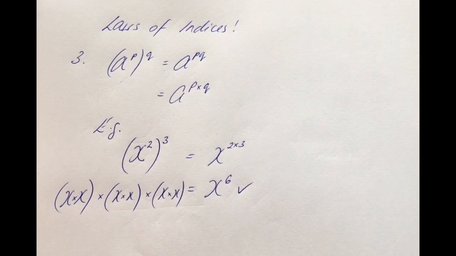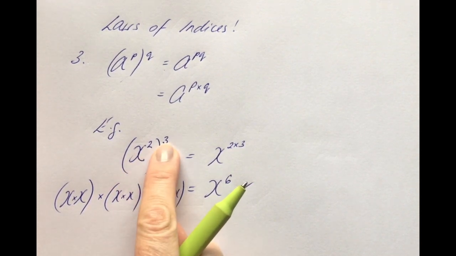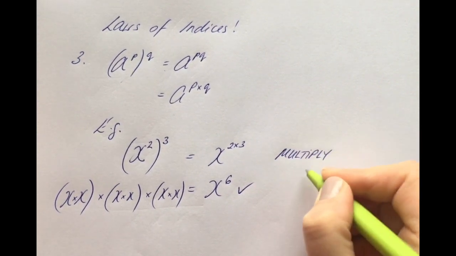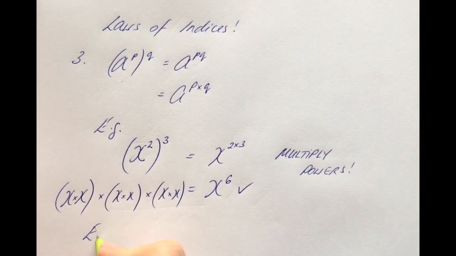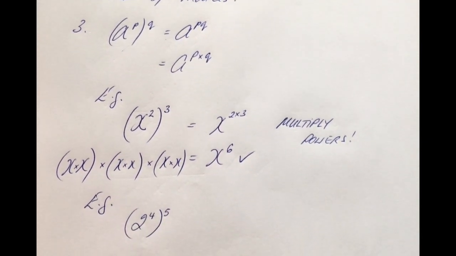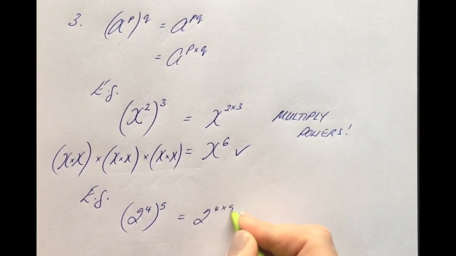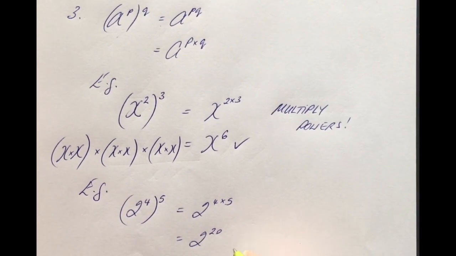So what the law is saying is when you have a power to a power, you multiply the powers. Okay, so in other words then, a nice numerical example might be 2 to the power of 4 all to the power of 5 would be the same as 2 to the power of 4 times 5, which is 2 to the power of 20.